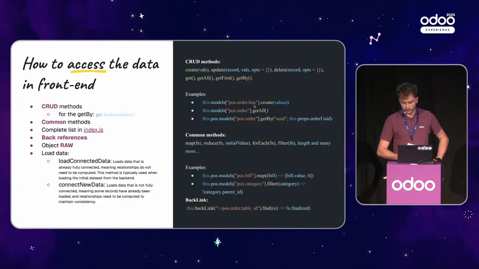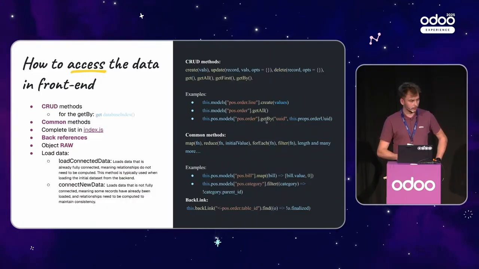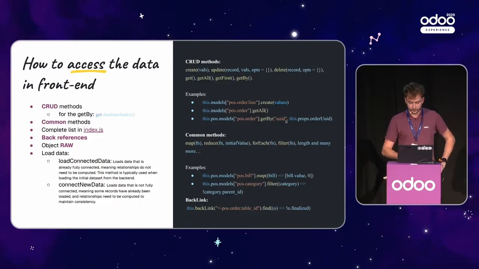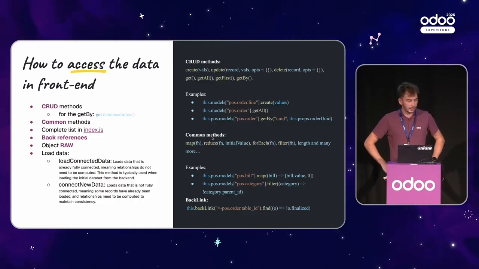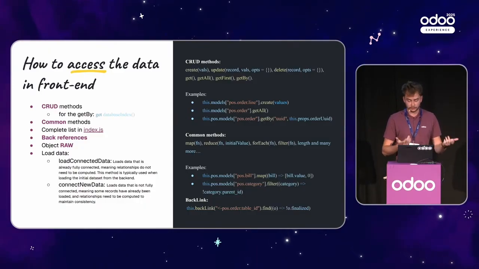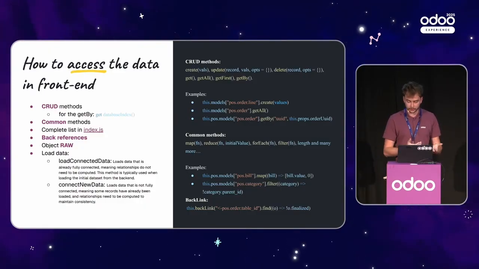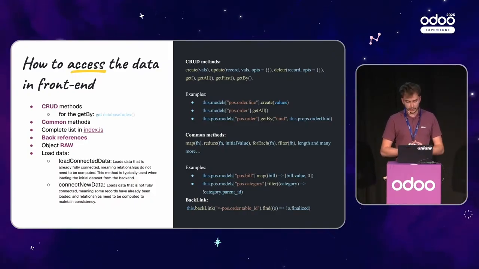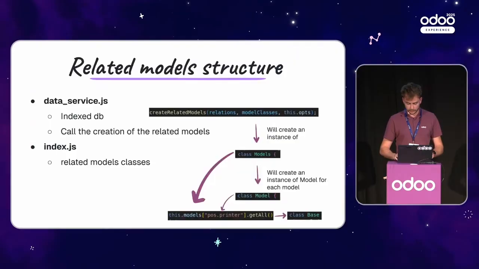So here we have examples. We create values, we get everything, and we can get an order by its UID. And we have more common methods like map on every record of that model, reduce on every record of that model, for each record of the model, filter, length, and many more. Every method can be found in the index.js. There are methods that are implemented in the model class.